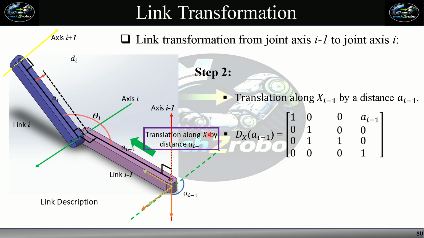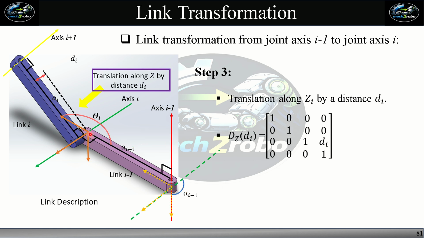After that, the second step is to translate along x i minus 1 by a distance a i minus 1, that is the link length. We translate this frame along this x i minus 1 axis by the distance link length, that is, we translate this frame to this point. And this is the mathematical representation of this translation using a homogeneous transformation, and we can see that this frame is translated to this point.